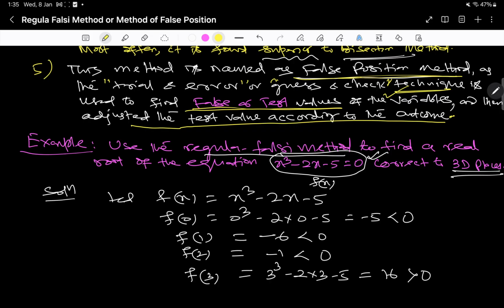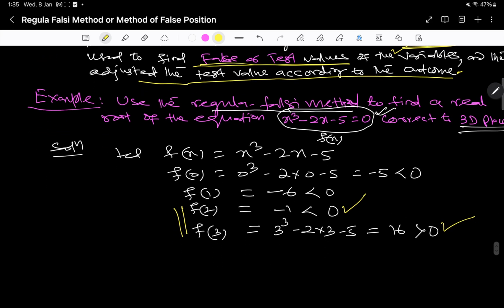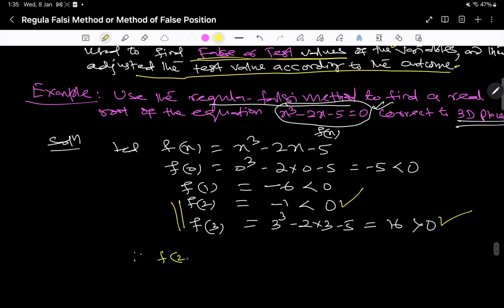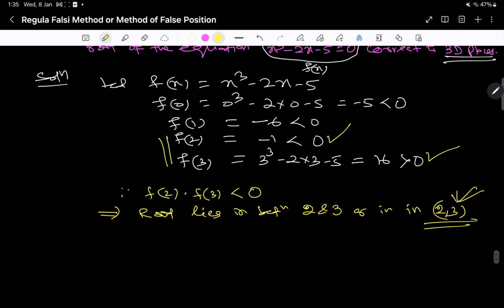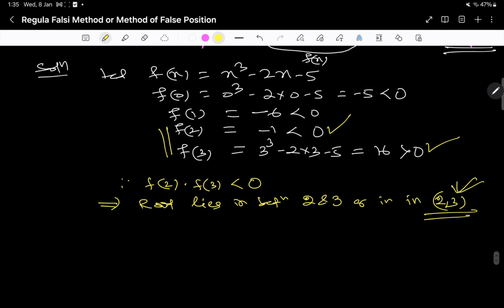So you see here immediately, f of 2 is negative and f of 3 is positive, therefore f of 2 into f of 3 is negative. This implies the root lies between 2 and 3, or in the interval (2, 3). So now we find the necessary formula.